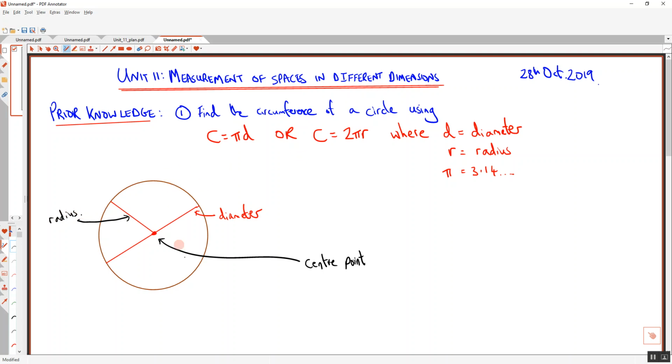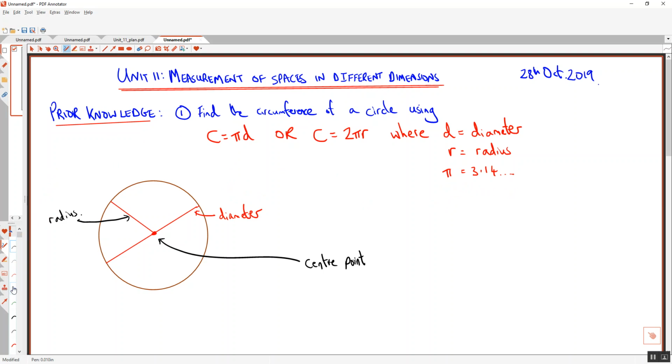Right, good. And if we want to work out what is actually the circumference? The circumference is the full outer distance of the circle, the perimeter of the circle, the distance around the circle. It's equal to pi times the diameter. All right, good. So that is the first thing that you must be aware of and know how to do.